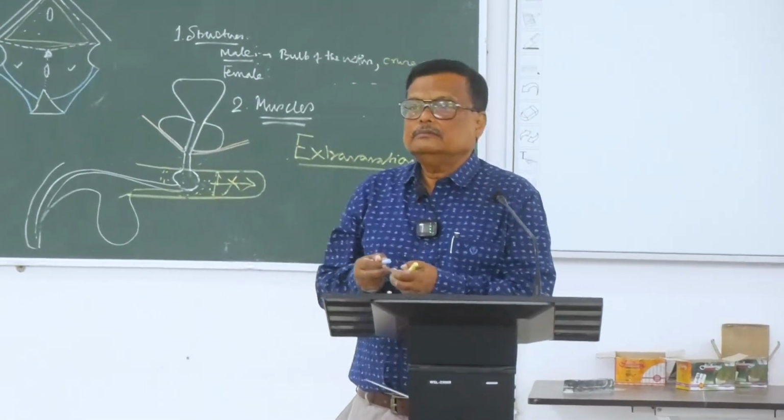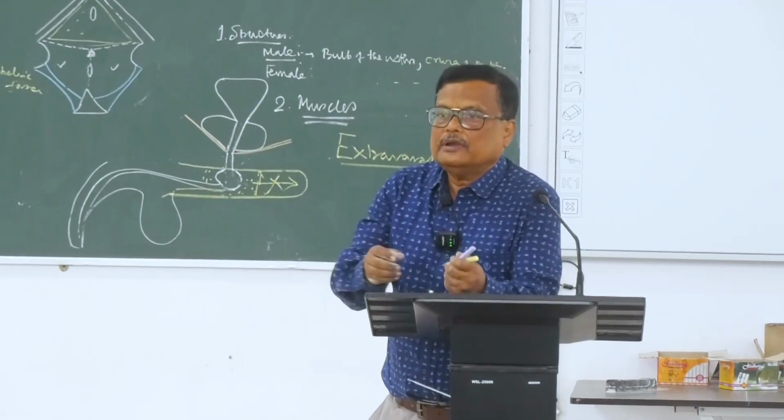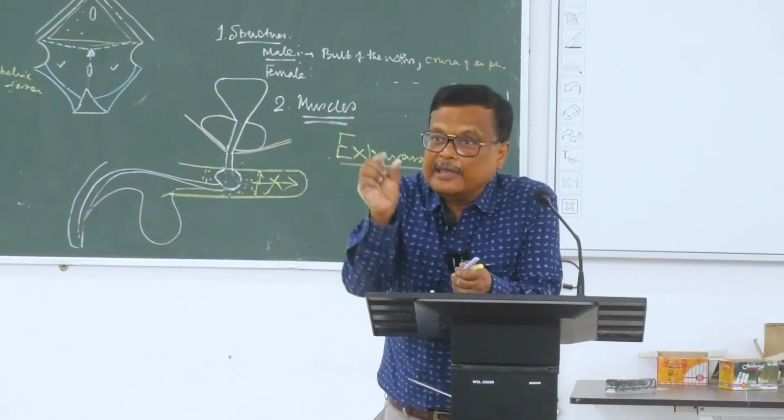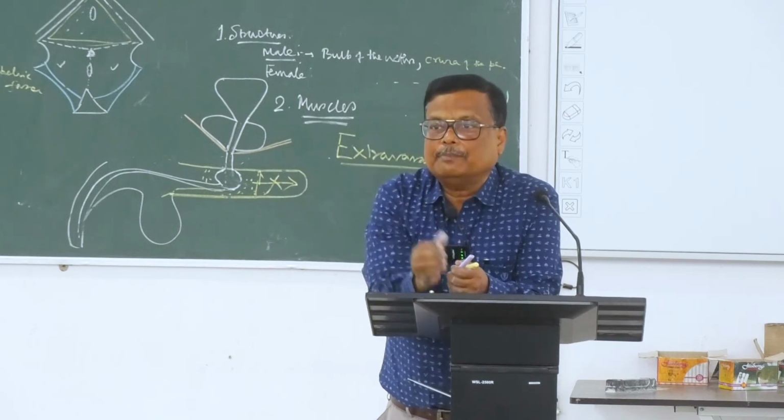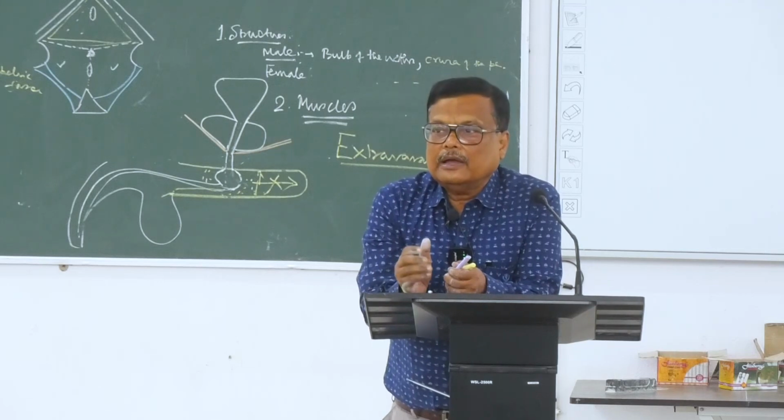Nerves present? Vessels: internal pudendal artery and its branches, the initial part, urethral artery, artery to the bulb, deep artery, and dorsal artery.